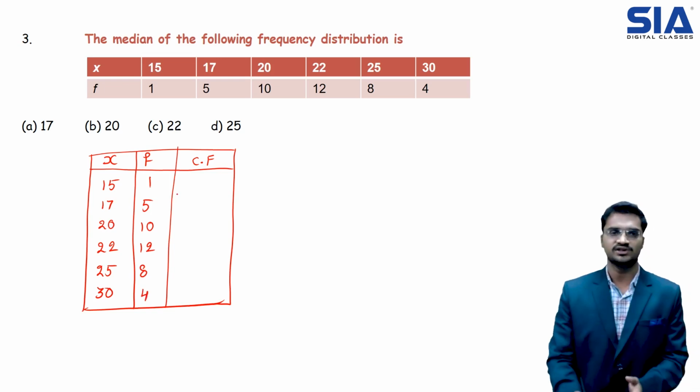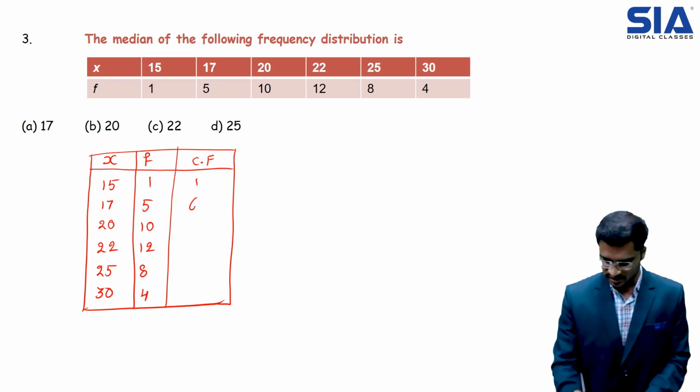So the cumulative frequency is 1. 1 plus 5 is 6. 6 plus 10 is 16. 16 plus 12 is 28. 28 plus 8 is 36. 36 plus 4 is 40.